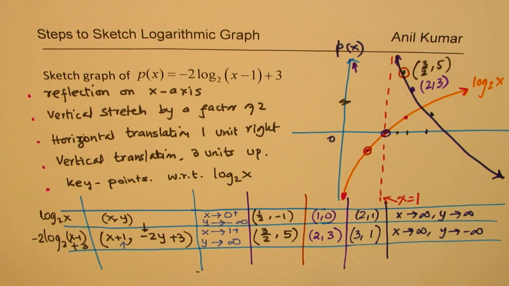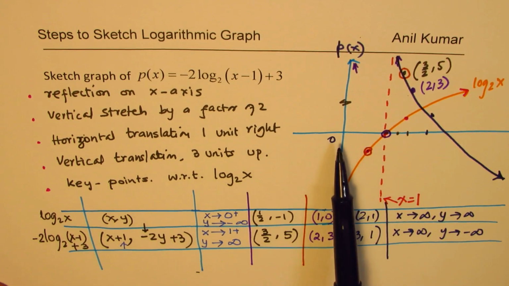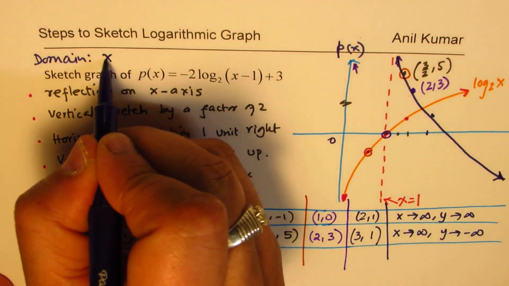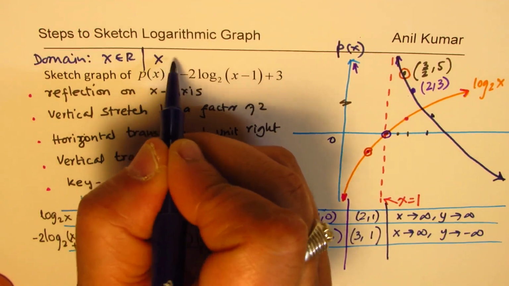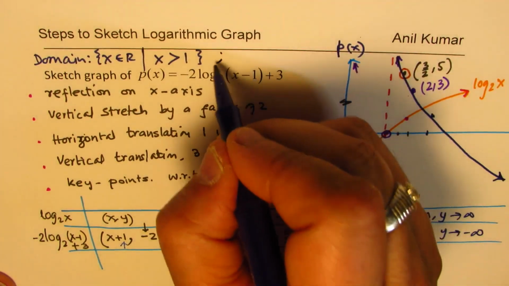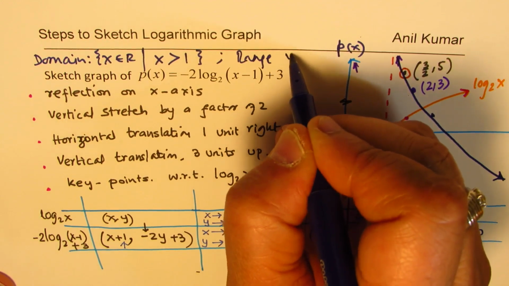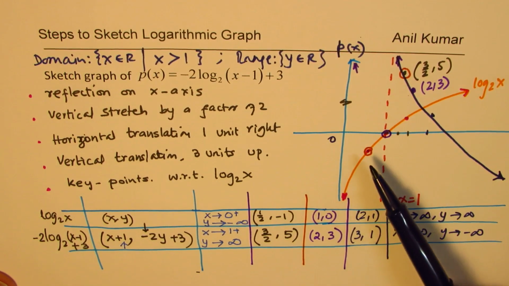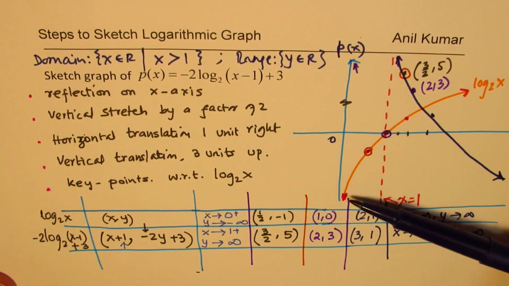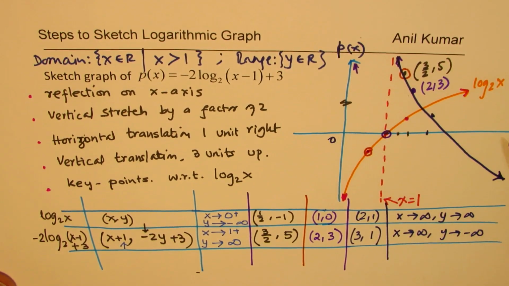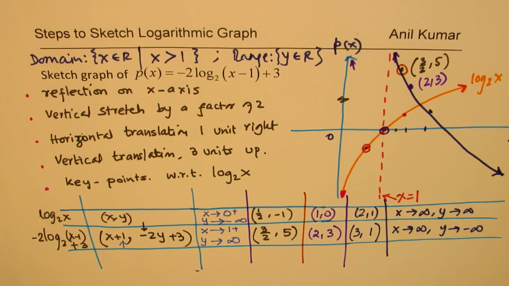Does it make sense? So the major change here is that the domain has changed. The domain of this function now is what? Domain is x belongs to real numbers where x is greater than 1. Range is all real numbers, right? y belongs to real numbers. That's okay, but the domain has changed. Even the end behavior has changed. Instead of approaching negative infinity on the vertical asymptote, it approaches positive infinity. But when x approaches infinity, it approaches negative infinity. Right? So that is how we get our transformations done.